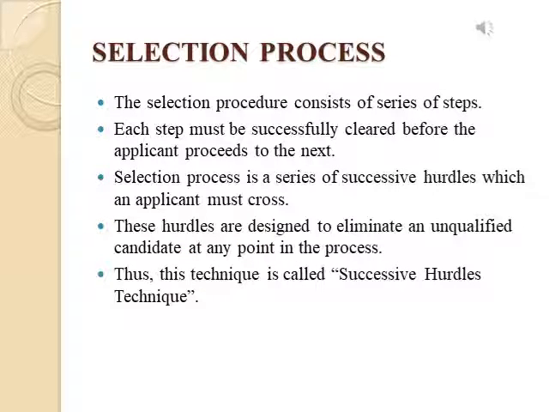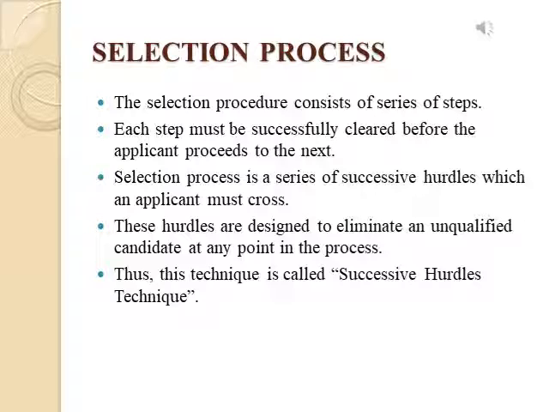Now, what is selection process? The selection procedure consists of a series of steps. Each step must be successfully cleared before the applicant proceeds to the next. Selection process is a series of successive hurdles which an applicant must cross. These hurdles are designed to eliminate an unqualified candidate at any point in the process. Thus, this technique is called successive hurdles technique.